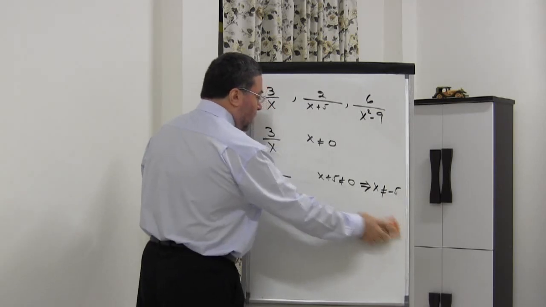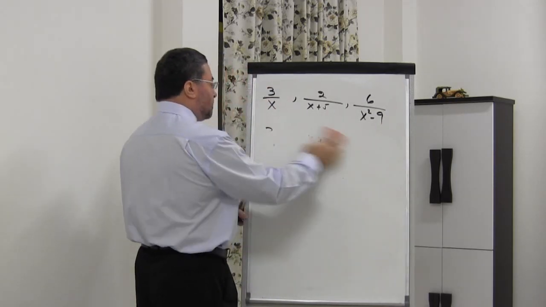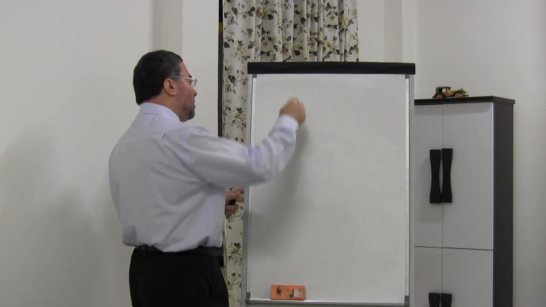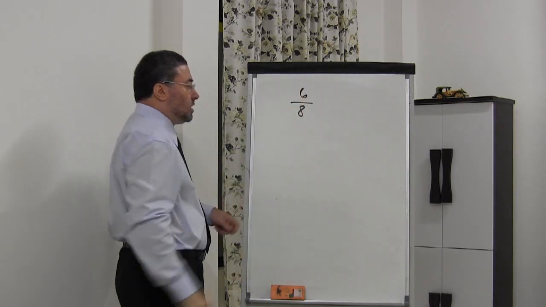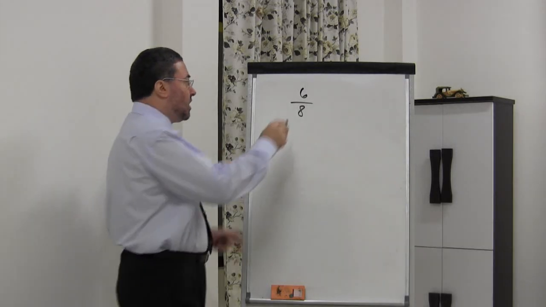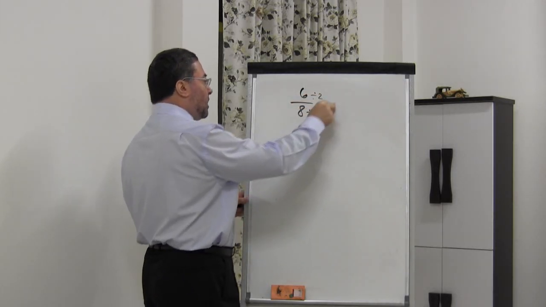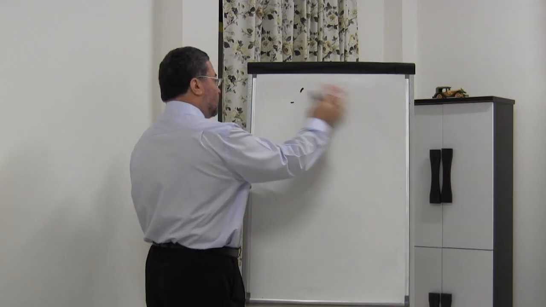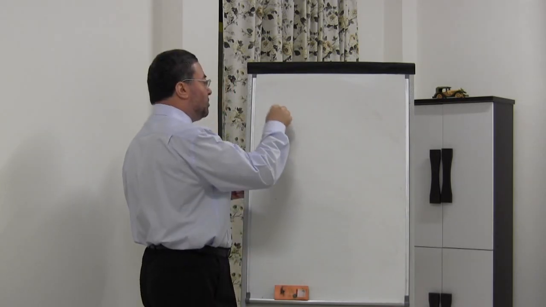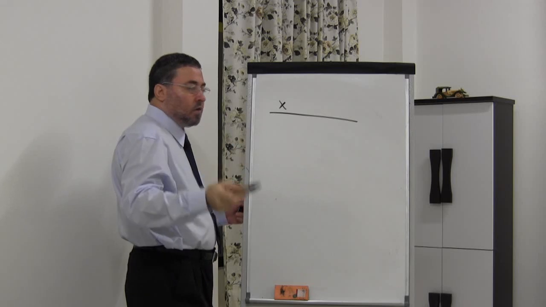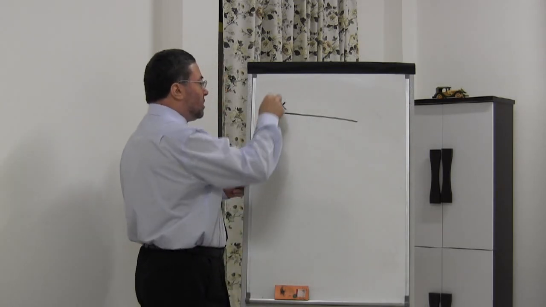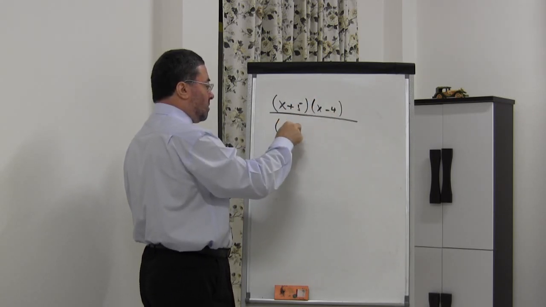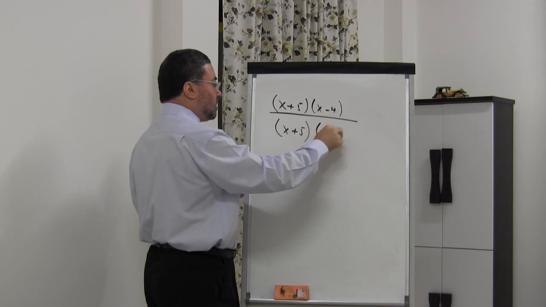And we simplify as if we are simplifying any fraction. Now, if I'm simplifying 6 over 8, you can see these two numbers are even numbers, and I can divide each one by 2. And we get 3 over 4. Now, if we are doing the same thing with the rational expressions, let's take an example. After factoring our numerator and denominator, let's say we get something like this.